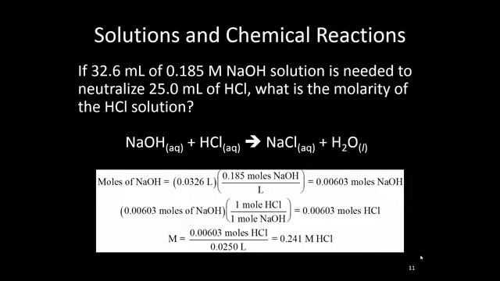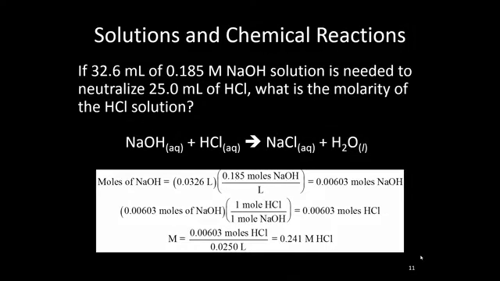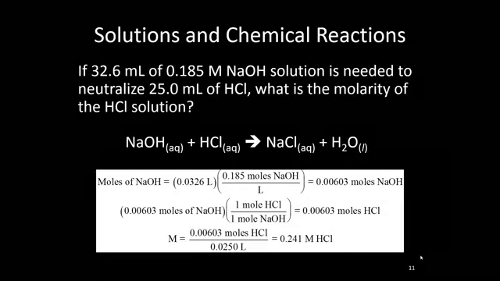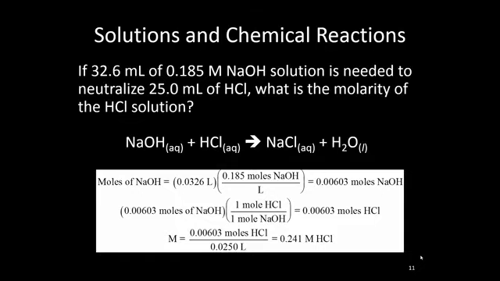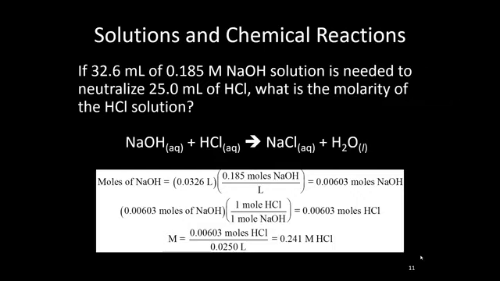Knowing the moles of NaOH, we can use the mole-to-mole ratio from the balanced equation to calculate the moles of HCl. In this case, the mole-to-mole ratio is 1 mole of HCl per 1 mole of NaOH. Note if you multiply by this mole-to-mole ratio, the moles of NaOH cancel, and we end up with 0.00603 moles of HCl.